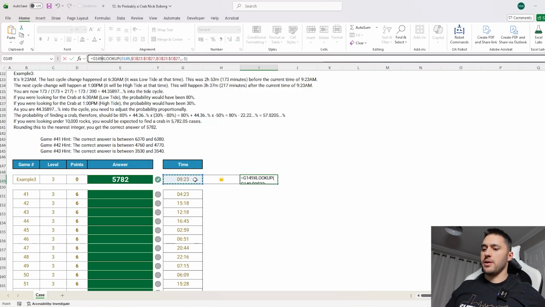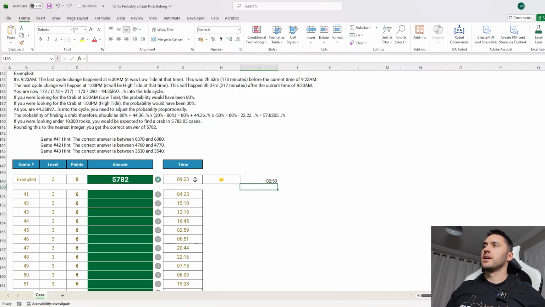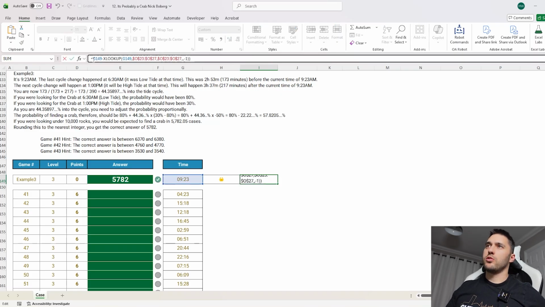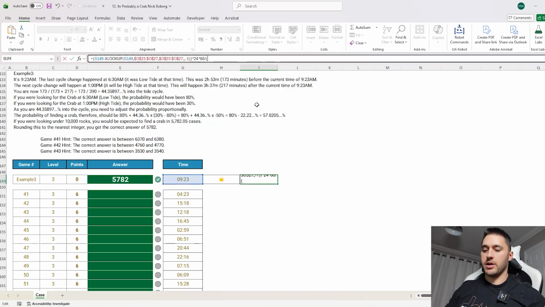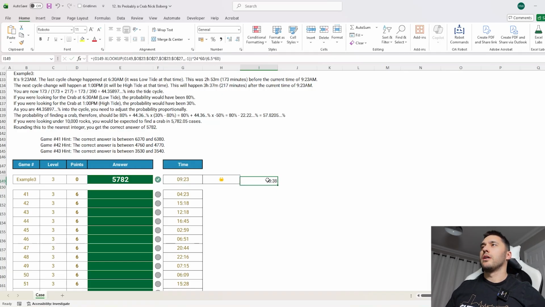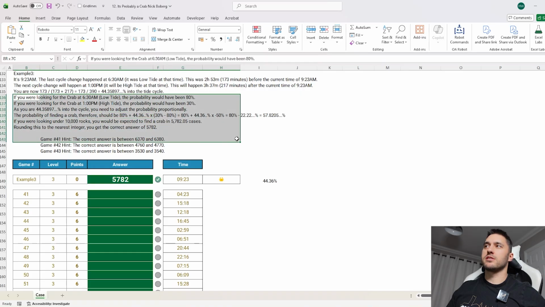And if we take our time now, minus the last tide, we can convert to minutes like we did before. So times 24 times 60. And let's just format back to a normal format. So we're 173 minutes into this tide cycle. And we know there are 6.5 hours in the tide cycle. So if we divide that by 6.5 hours times 60 minutes per hour, again, that's a bit annoying, we get 44.36% through the tide cycle, which agrees with the example guidance here.